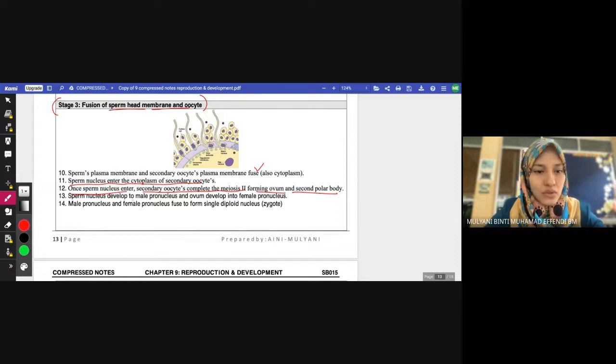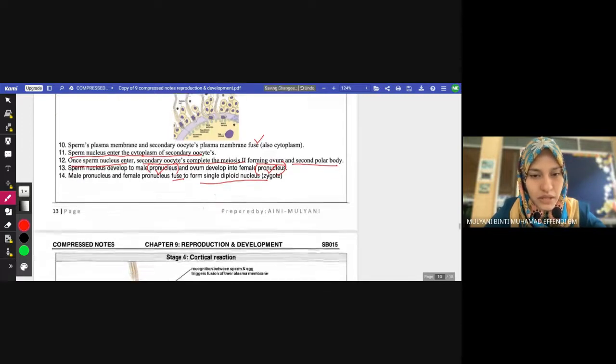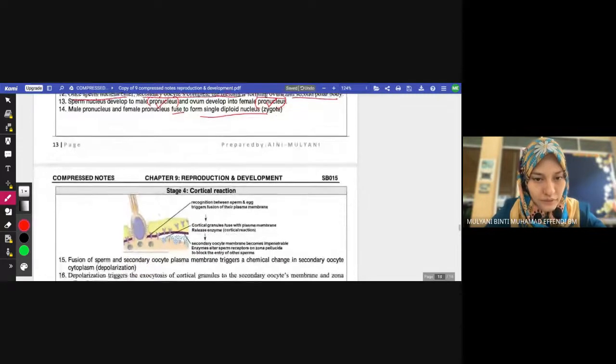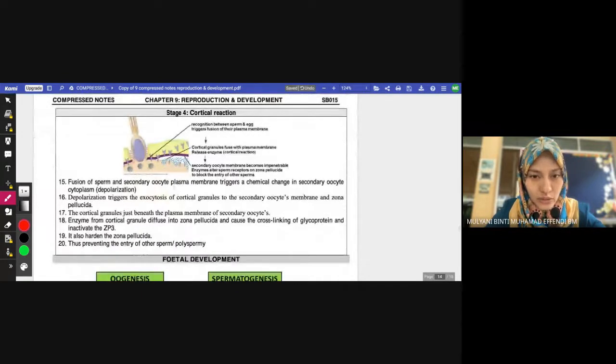Okay. So sperm nucleus develop to male pronucleus and ovum develop into female pronucleus. So kira bila dua-dua dah masuk, so kita panggil sekarang pronucleus. Okay. So male pronucleus and female pronucleus fuse to form single diploid nucleus. So kiranya bila dah masuk, dia fuse lah. Right. Nucleus tau yang fuse.